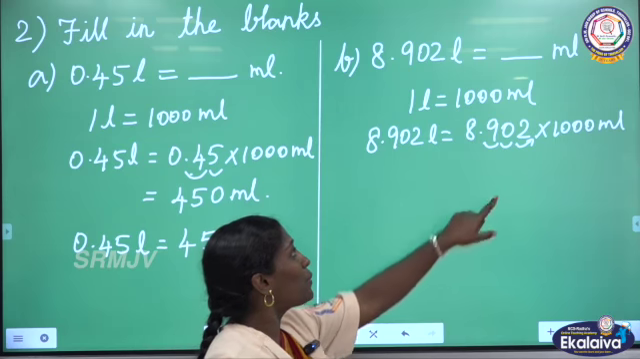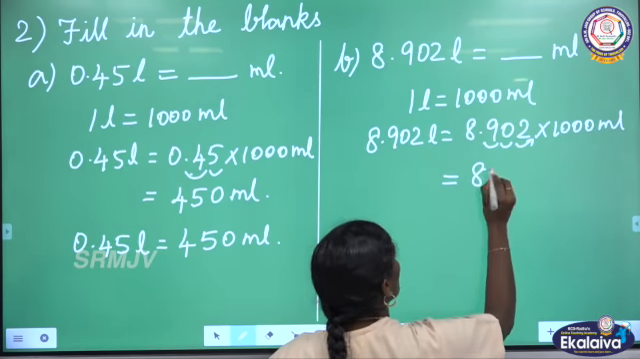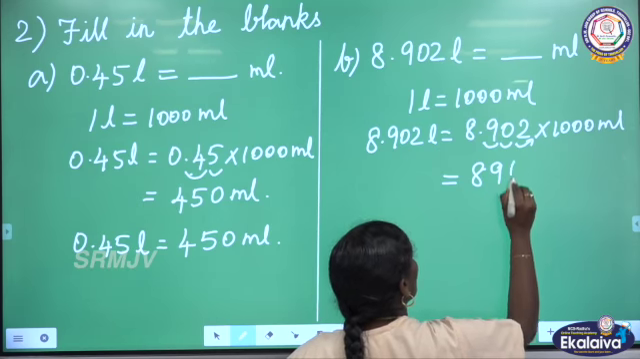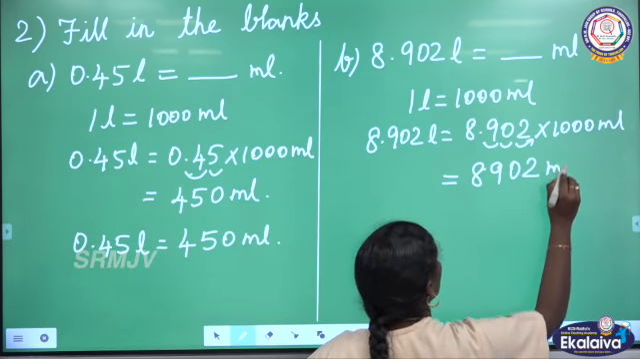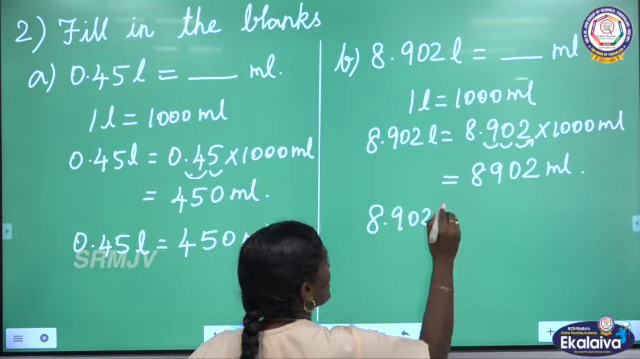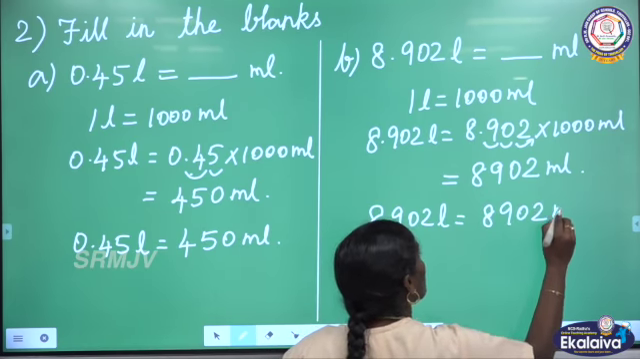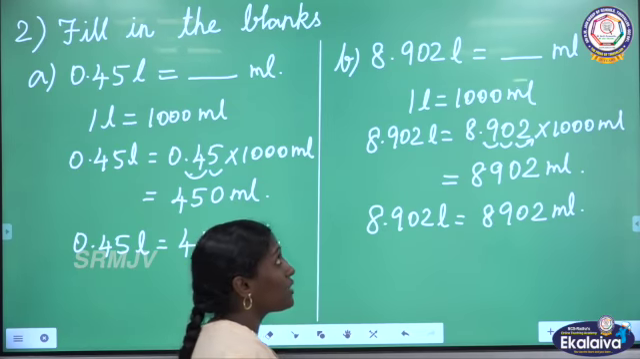Then the decimal point will come at the end of the number. So it will become a whole number, 8,902 milliliter. So 8.902 liter is equal to 8,902 milliliter. Is it clear, children?